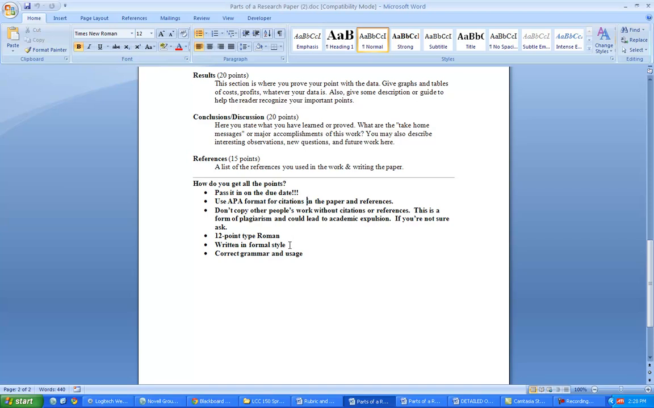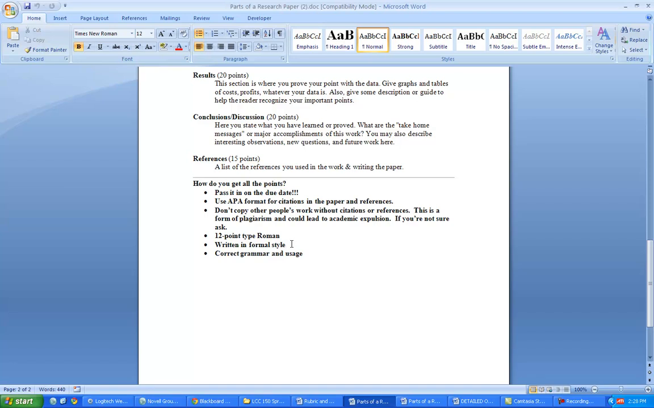12-point type Roman, written in formal style. What does that mean? Formal style means not in the first person. So please, please, please, not in the first person. Do not write, "I took a paper and went to the mall and asked people." No, you write in the third person, okay?